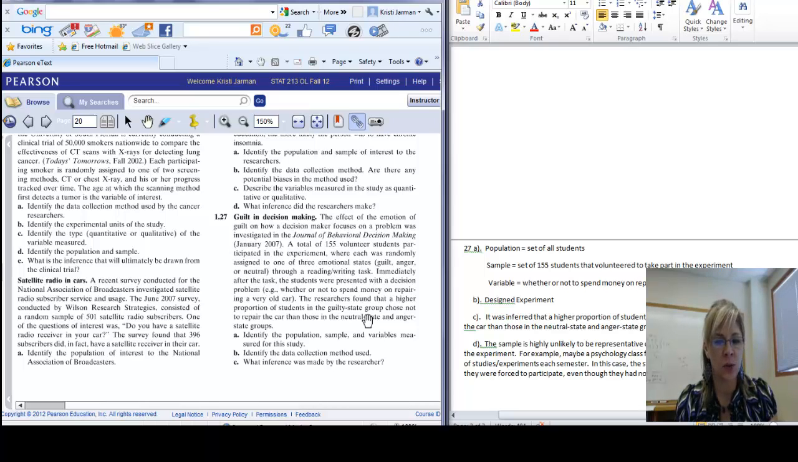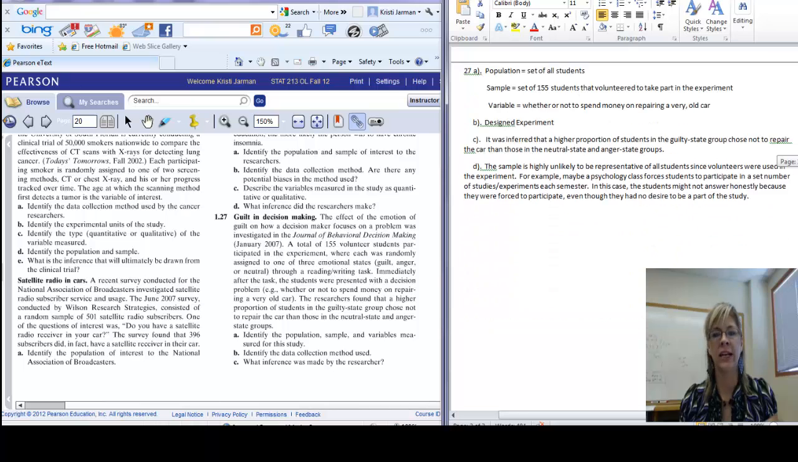Immediately after the task, the students were presented with a decision problem, whether or not to spend money on repairing a very old car. The researchers found that a higher proportion of students in the guilty state group chose not to repair the car than those in the neutral state and anger state groups. Okay, first thing we want to do is identify our population. Remember, your population is the set of all units where you gather your information from. In this particular case, we were gathering our information from students. So as we can see over here on this second screen, our population would be the set of all students.